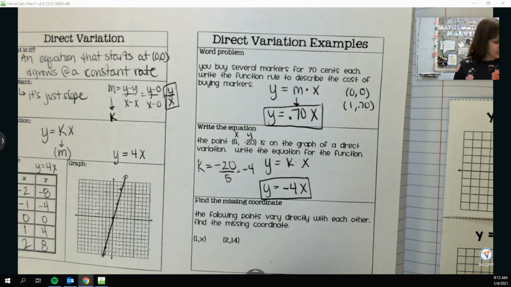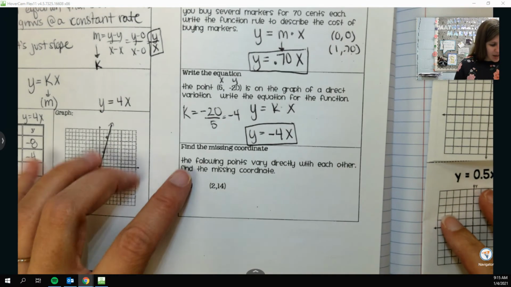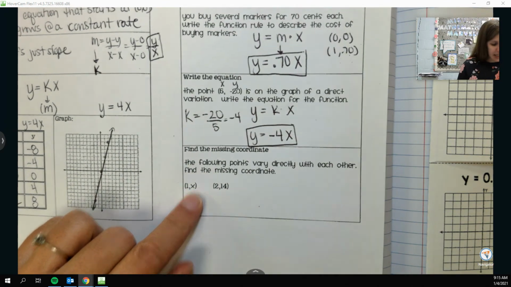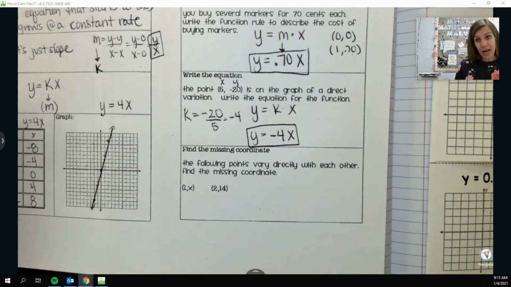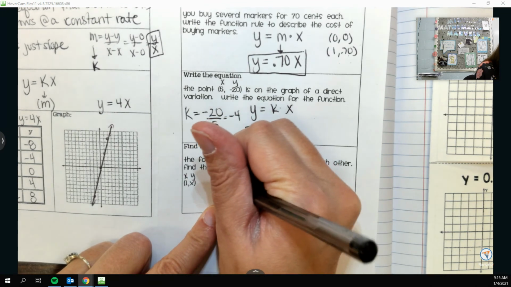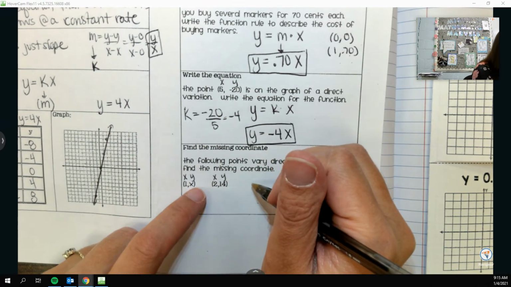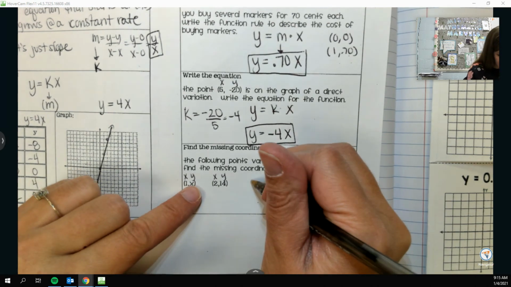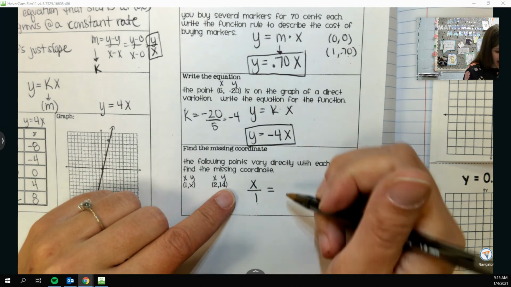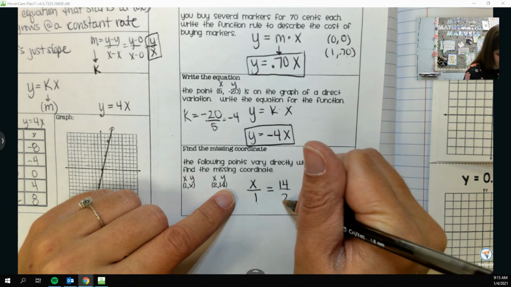Super easy. And so lastly, the following points vary directly with each other, which means that they follow direct variation. Find the missing coordinate. So we want to find this missing value here. So because they vary directly, they have the same ratio. They have the same slope. So if I write my slope ratio as rise over run, or y over x, this is confusing because this variable is x, but x over 1 will need to be the same as 14 over 2.